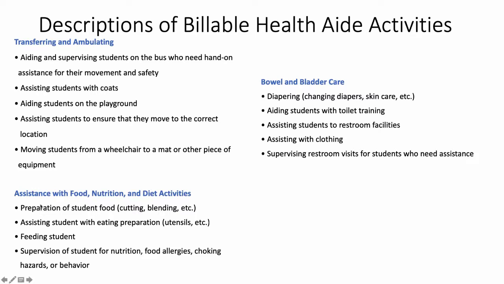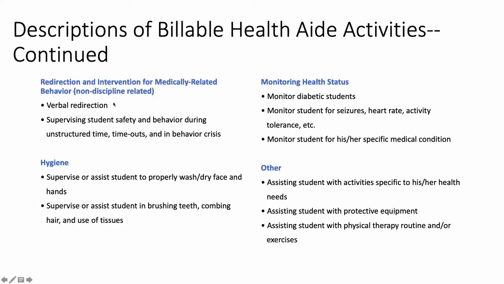In the area of assistance with food, nutrition, and diet activities, some of those sample activities include preparation of student food, assisting the student with eating preparation, feeding the student, supervision of the student for nutrition, food allergies, choking hazards, or behavior. Under bowel and bladder care, activities include diapering, aiding students with toilet training, assisting students to restroom facilities, assisting with clothing, and supervising restroom visits for students who need assistance. Again, just because the service is provided, it has to be applicable to the individual student's medical need to be claimed for Medicaid.